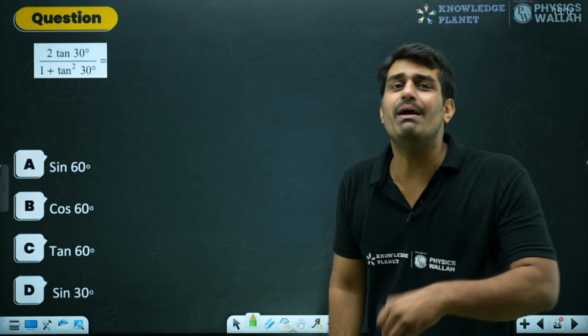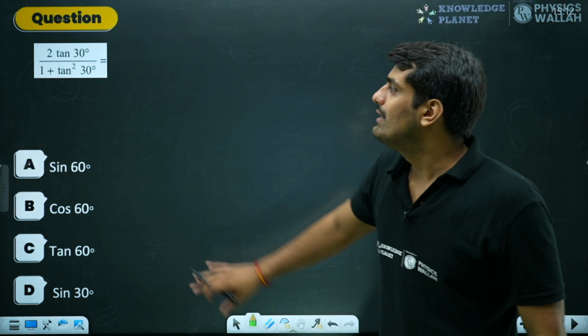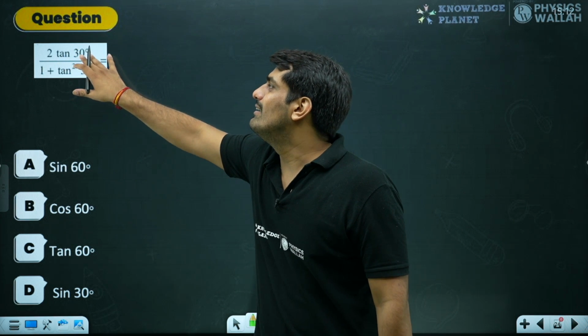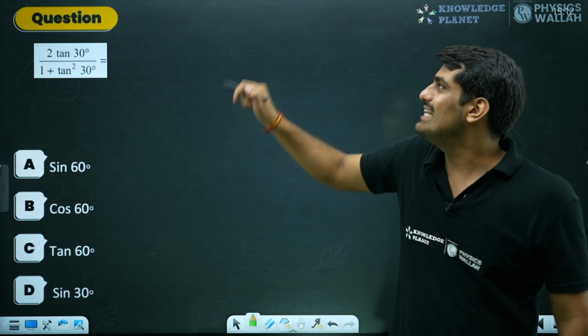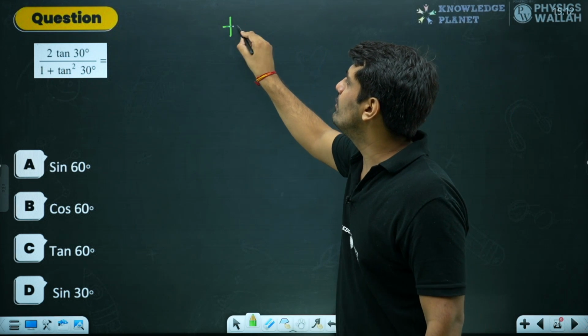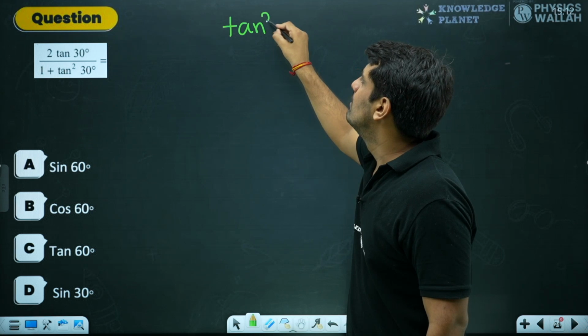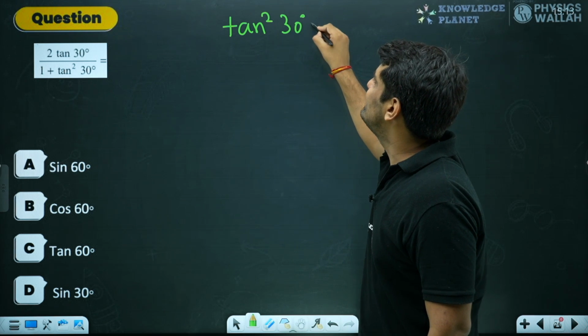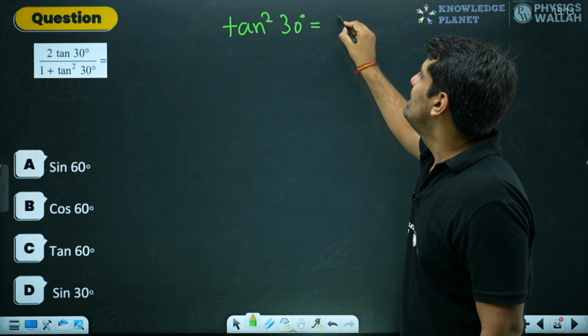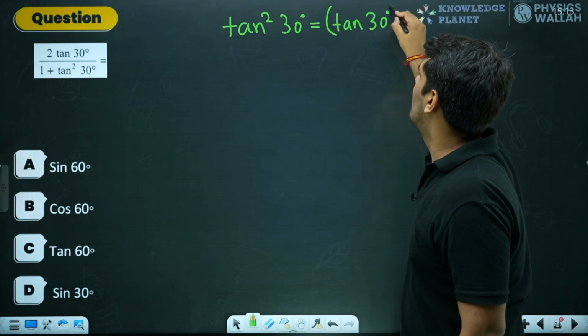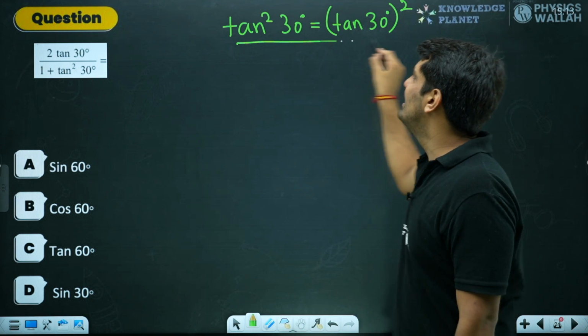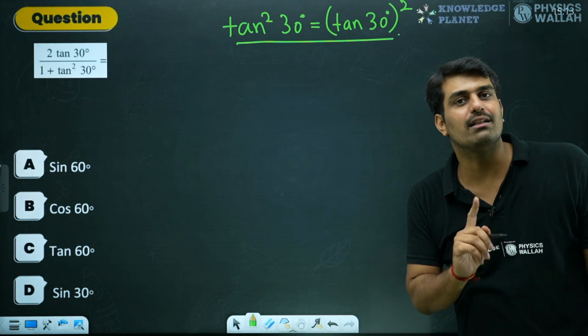Next question, just to make you understand how this works. They're asking the value of 2 tan 30 degrees upon 1 plus tan square 30 degrees. Now tan square 30 degrees, I want to elaborate on this part. If it is written in this manner, tan square 30 degrees, this is the same as tan of 30 degrees whole square. So don't get confused on this part. These both are the same thing.